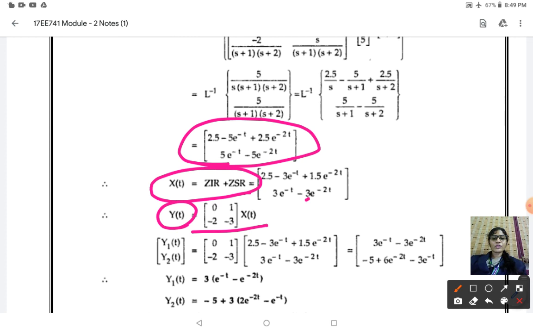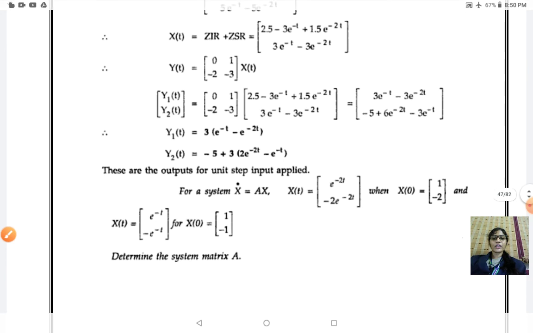So when you substitute this x of t in this particular place and multiply with this matrix, you will get two outputs, that is y1 of t and y2 of t. y1 of t is your first output, which represents the first element in the matrix, and y2 of t represents the second element as shown over here. This is how you need to obtain the complete time response of the system.